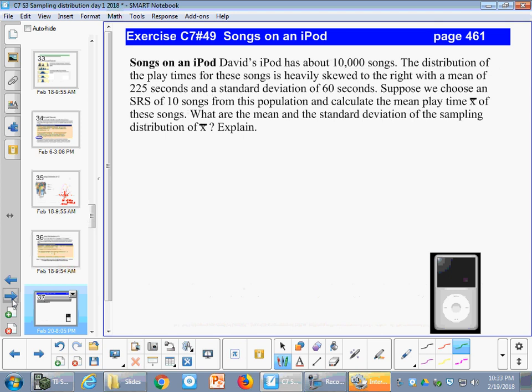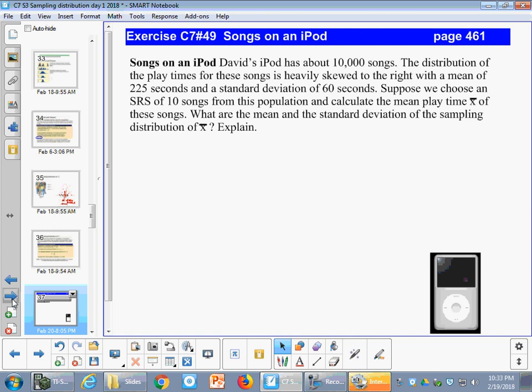All right, so here is another worksheet and a problem on this. It says David's iPod has 10,000 songs. The distribution of the playing times for these songs is heavily skewed to the right with a mean of 255 seconds, standard deviation of 60 seconds. Suppose we choose a simple random sample of 10 songs from the population. Calculate the mean and play time of the songs. What are the mean and the standard deviation of the sampling distribution? Explain. So see if you can do that.